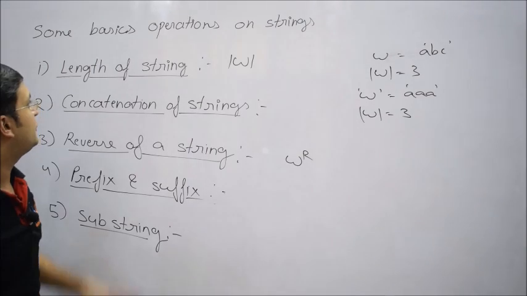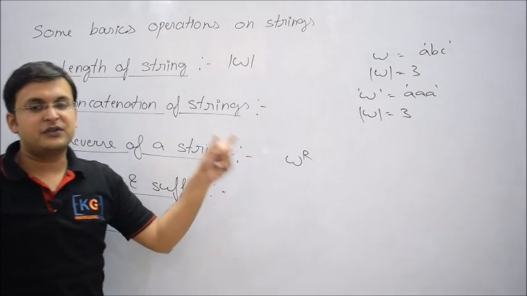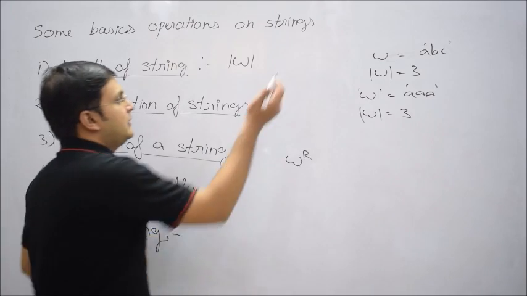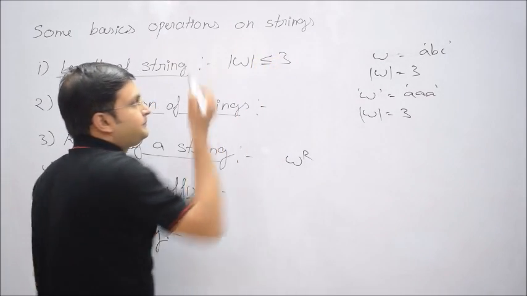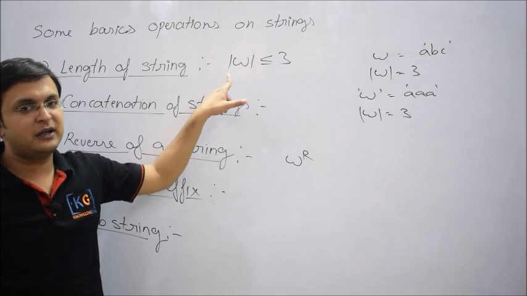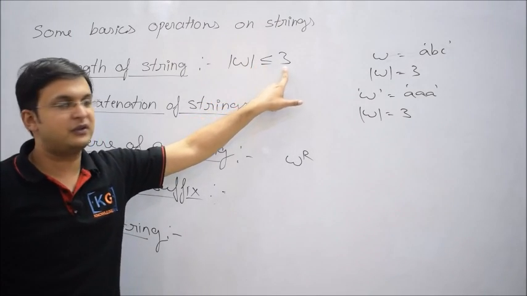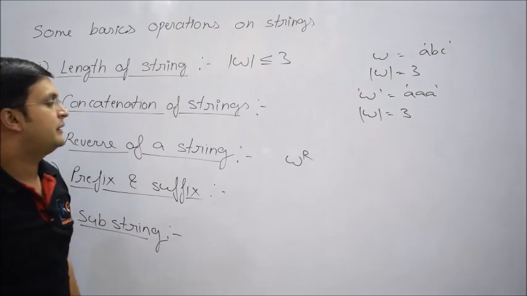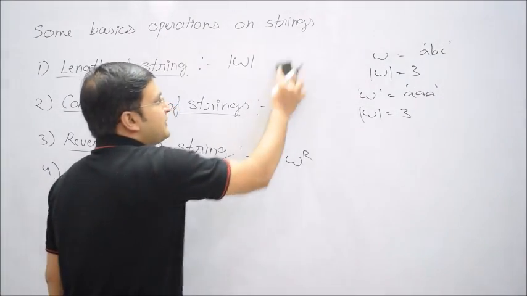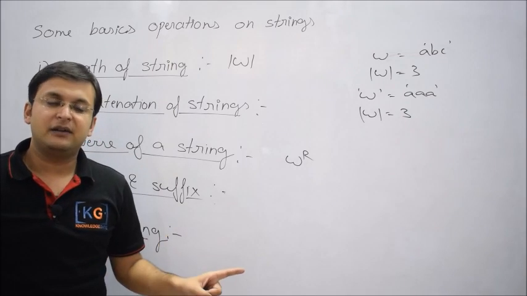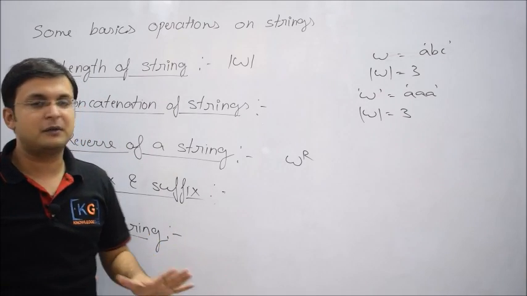So if somebody asks you what is the length of a string, the length of a string w is denoted like this, because sometimes they write like this. For example, if they write it this way, it means any string of length at most 3, because w must be this or less than this. A few points to understand: mod w represents the length of a string. The length of a string can never be negative. So it cannot be -1 or -2, it is not possible.